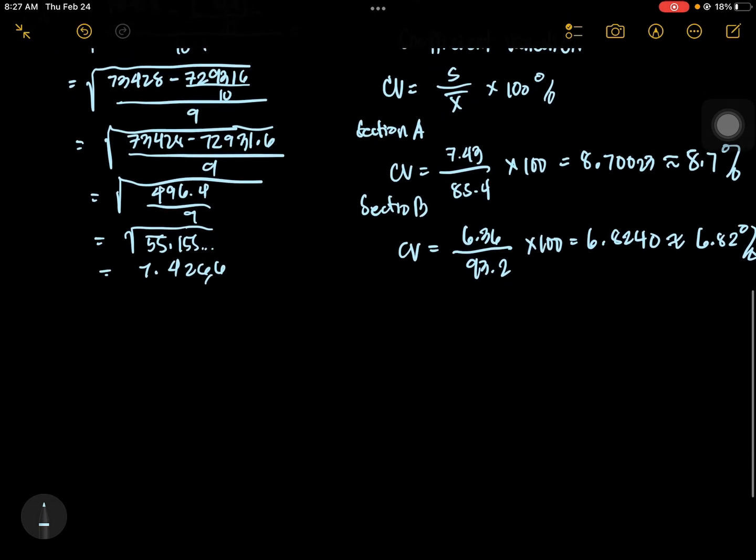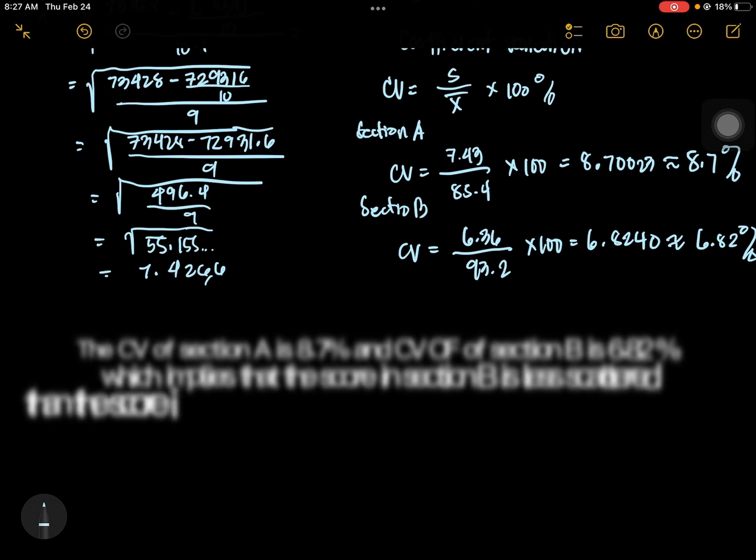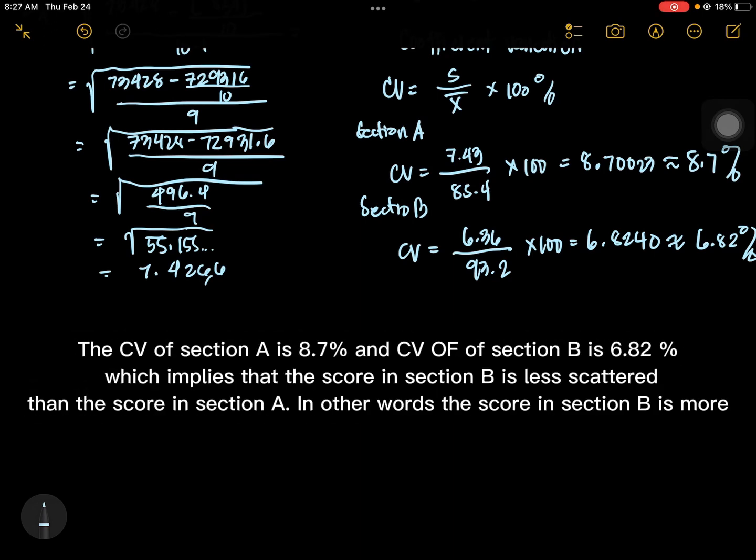It only means that the coefficient of variation of section A is 8.7% and of section B is 6.82%, which means that the scores in section B are less scattered than the scores in section A. In other words, the scores in section B are more homogeneous than the scores in section A. So that is coefficient of variation.